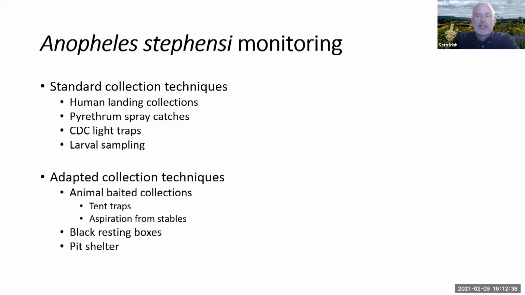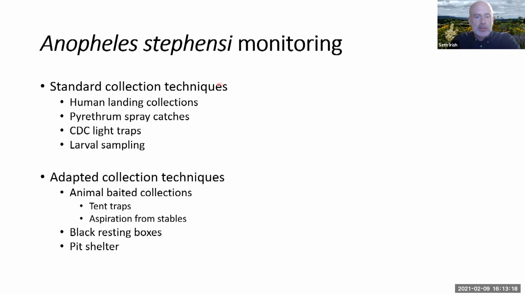And we quite quickly realized that some of those techniques were not very good for collecting Anopheles stephensi. And so then we adopted some new or alternative methods, focusing on animal-baited collections, because Anopheles stephensi is often quite zoophagic, meaning biting animals. And so we used animal-baited tent traps, as well as aspiration from stables instead of houses. We tried using black resting boxes, so creating a nice habitat for mosquitoes to rest in, and then aspirating from those, as well as using the more traditional pit shelters.